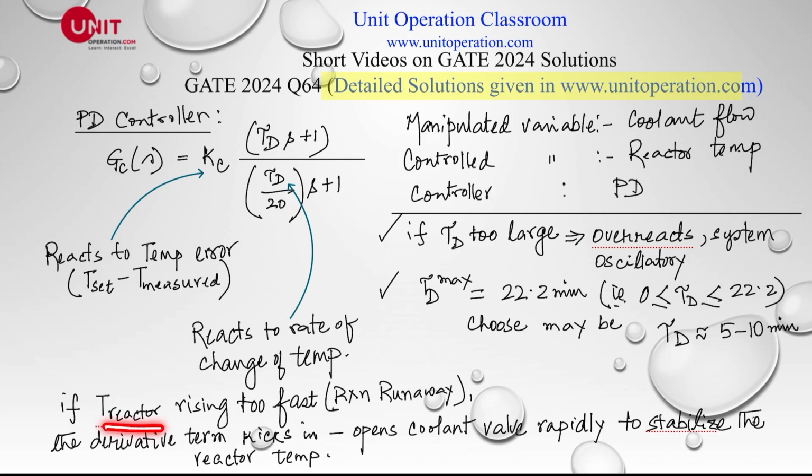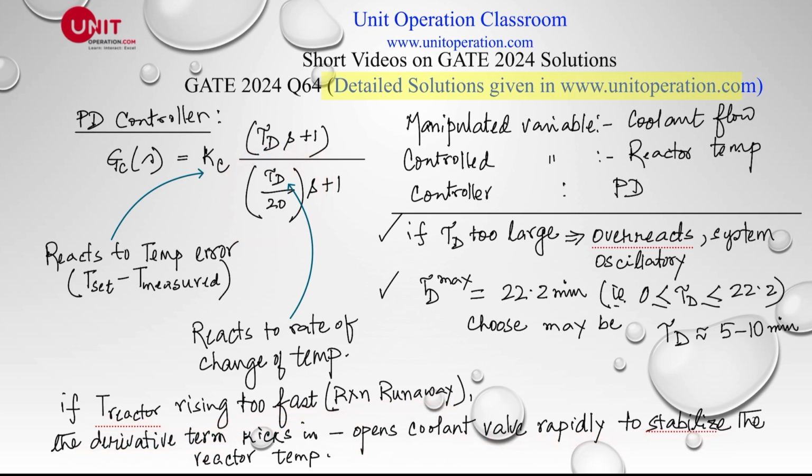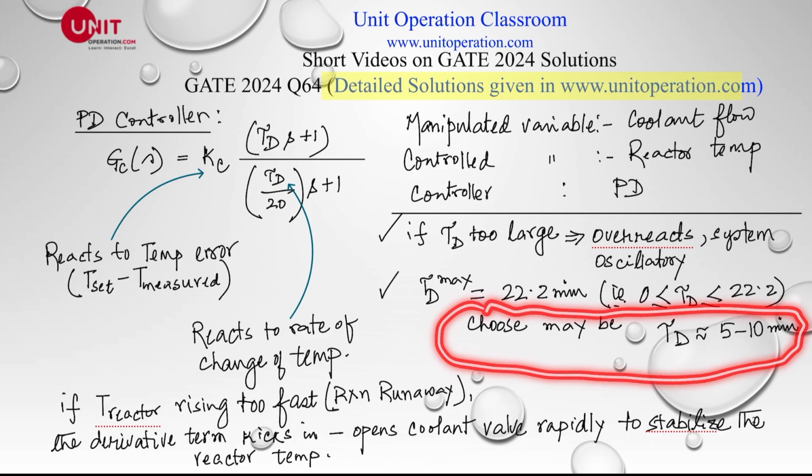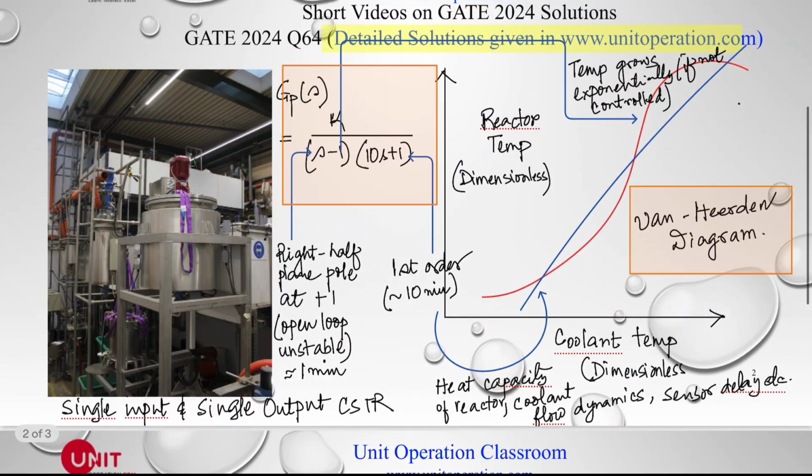So if the temperature is rising too fast, toward reaction runaway, the derivative term kicks in and opens the coolant valve rapidly to stabilize the reactor temperature. We have seen this is the maximum value of tau d we can put in. If we put in too high a value, then the system overreacts and the response becomes very oscillatory, which is difficult and must be avoided. For all practical reasons, we might choose somewhere between 5 to 10 minutes.